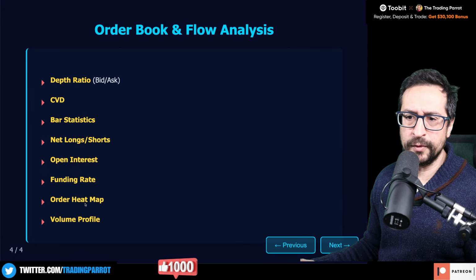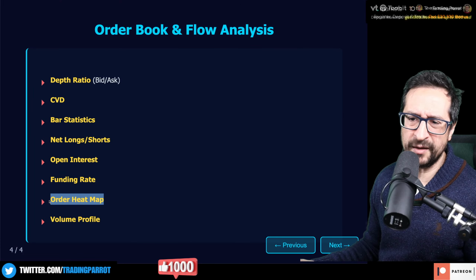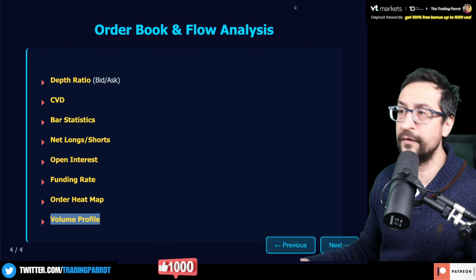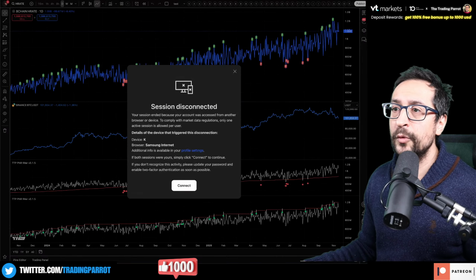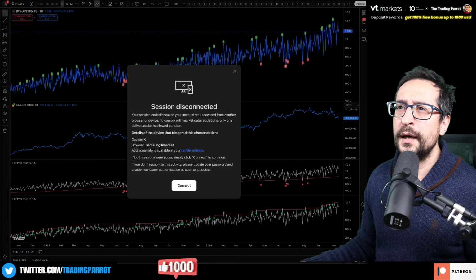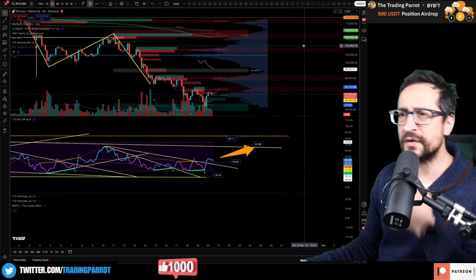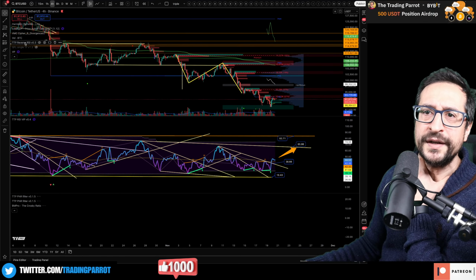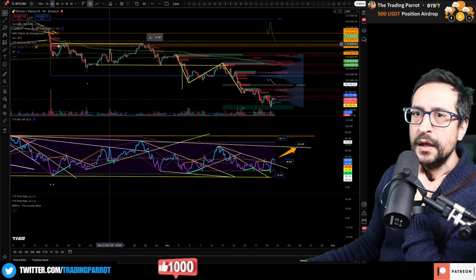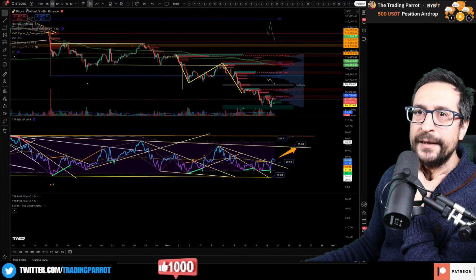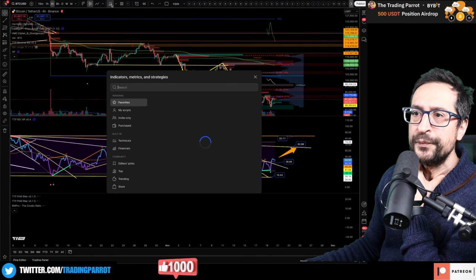Next topic will be order heat map. These are liquidation, so I'm going to ignore that. The volume profile, and we are done with the order flow. Let's do it in here. So I use different indicators for this. The volume profile, you can get the one from TradingView.